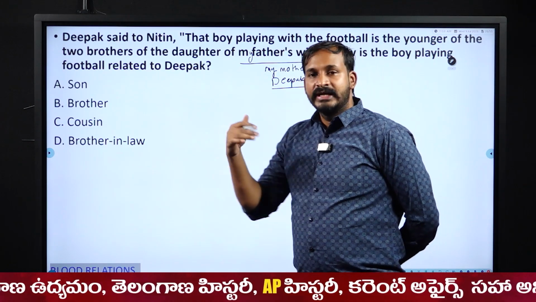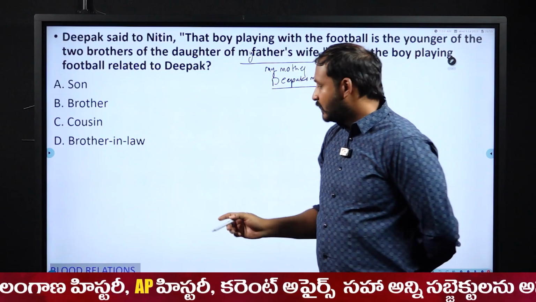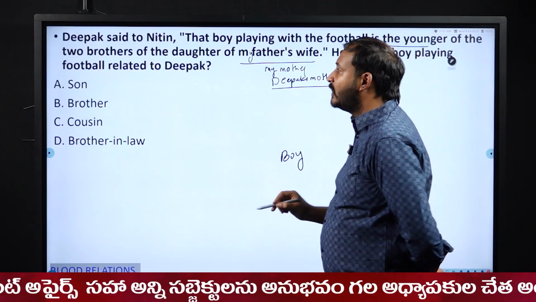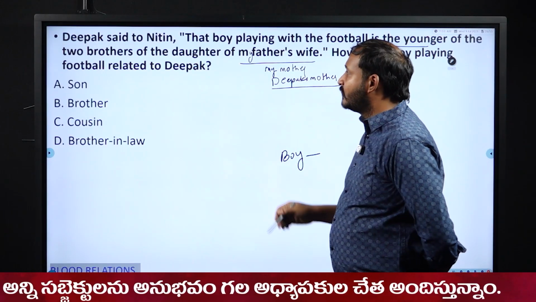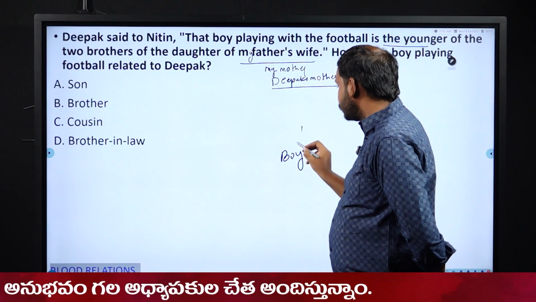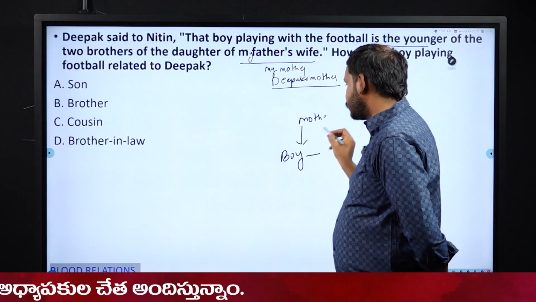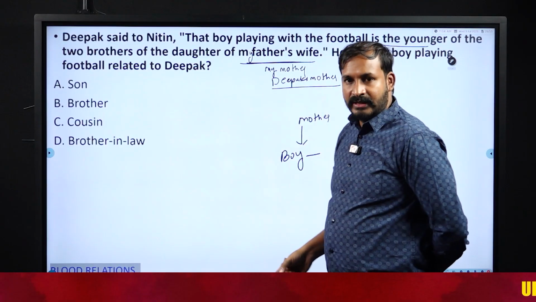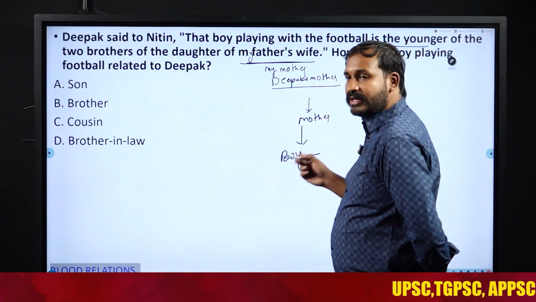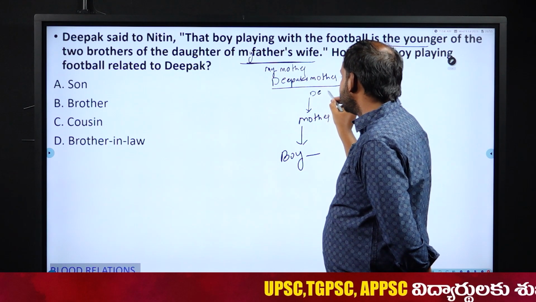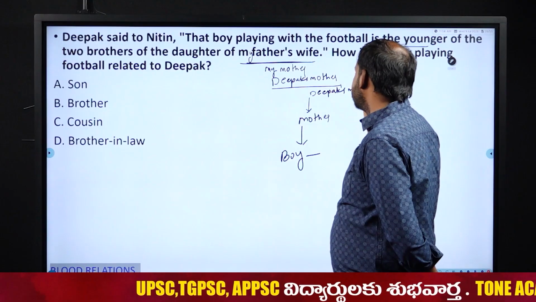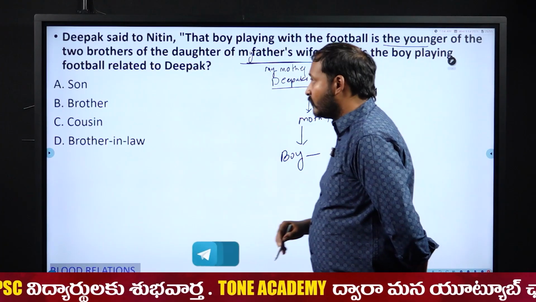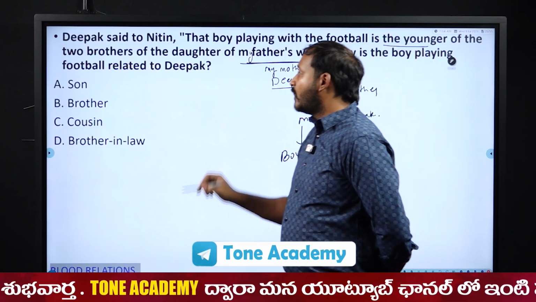That boy. That means he is telling about a boy. That boy playing with the football is the younger of the two brothers. Now he has a brother. He is the younger of the two brothers of the daughter. Daughter means a female. So that is the reason I am writing the relation from mother. Daughter of my mother, Deepak's mother, right? She is the daughter to whom? Deepak's mother. And that means Deepak will be the son or daughter. We don't know. Now, how is the boy playing football related to Deepak?